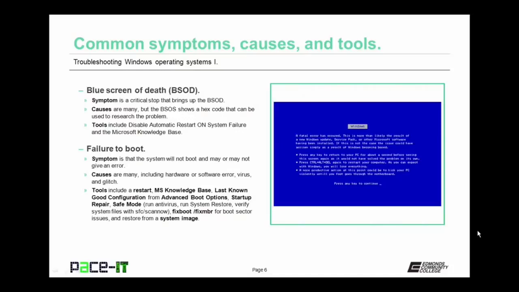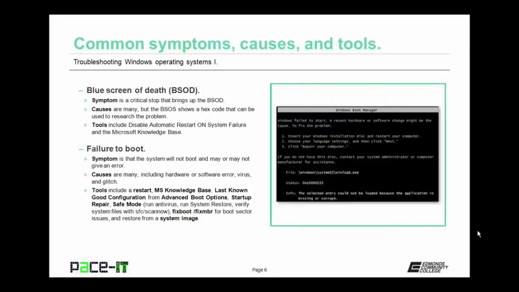The symptom is that a critical stop brings up the BSOD. There are many things that can cause the blue screen of death to show up. The nice thing is that it usually provides a hex code at the bottom that you can use to research what the problem is. Tools that you can use to help resolve this are disable automatic restart on system failure, that way you can get the code, and then Microsoft's knowledge base to research the code.